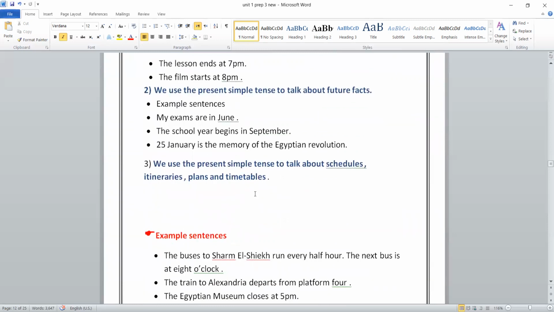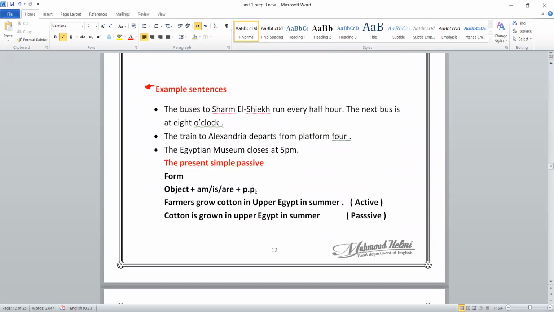We use the present simple tense to talk about scheduled itineraries, plans, and timetables. Example sentences: The buses to Sharm Sheikh run every half hour. The next bus is at 8 o'clock. The train to Alexandria departs from platform 4. The Egyptian Museum closes at 5 p.m.